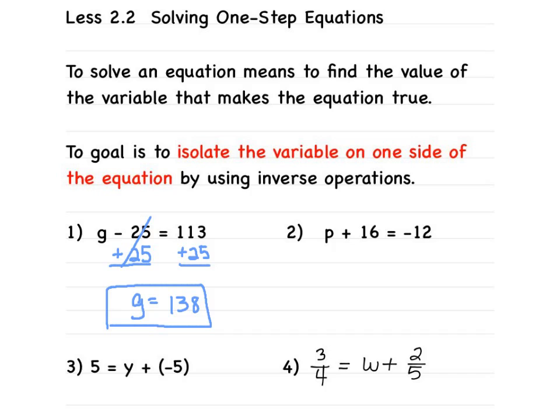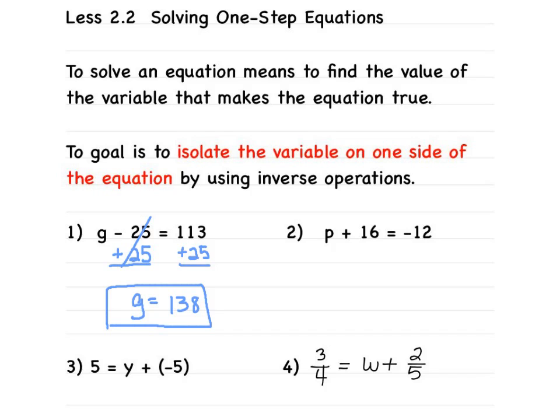Okay, so we should probably go back and check that 138 minus 25 would be 113. For each of these you should at least do a mental check to make sure that your answer is correct. Okay, number two. Copy down the problem. P plus 16 equals negative 12.